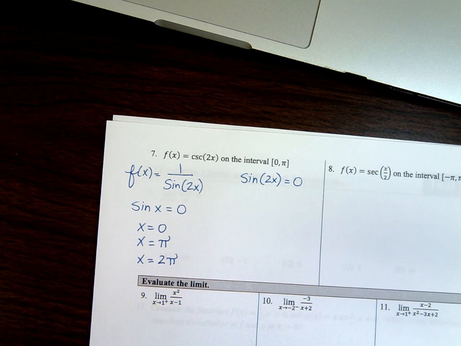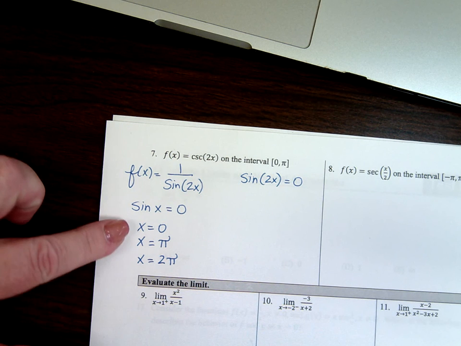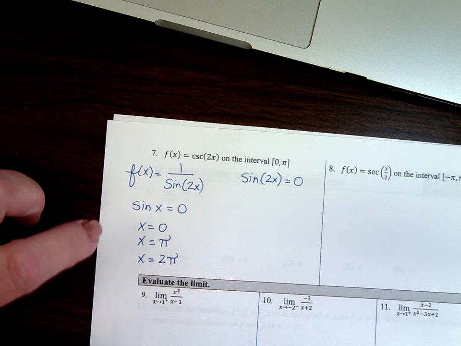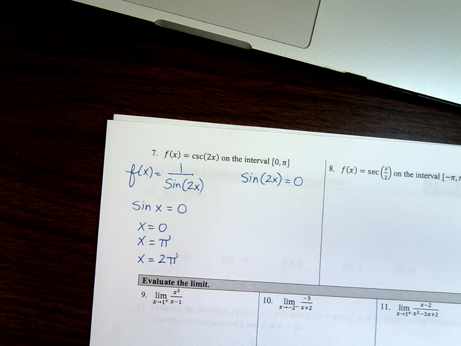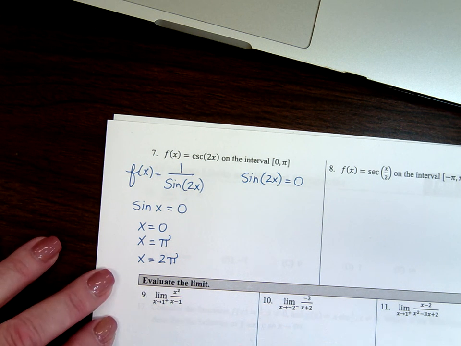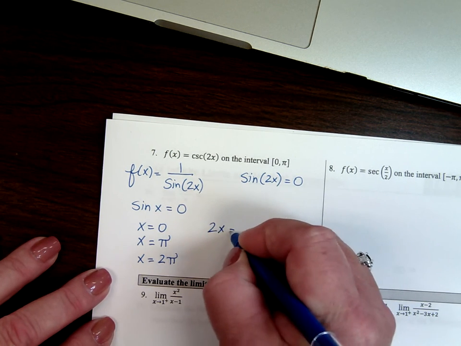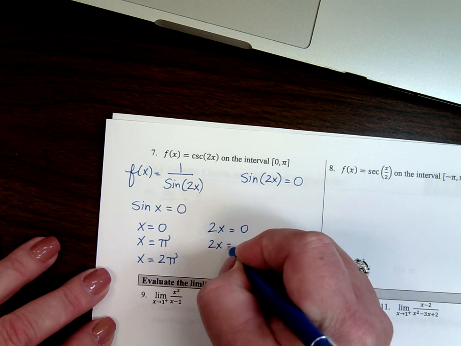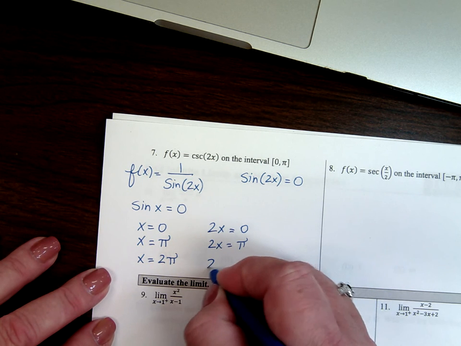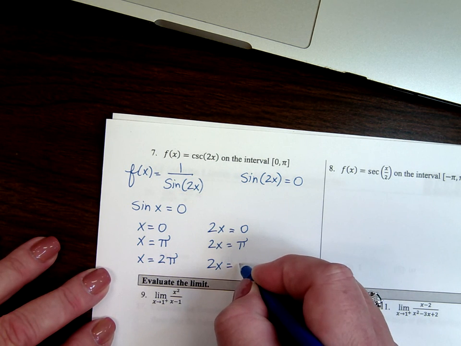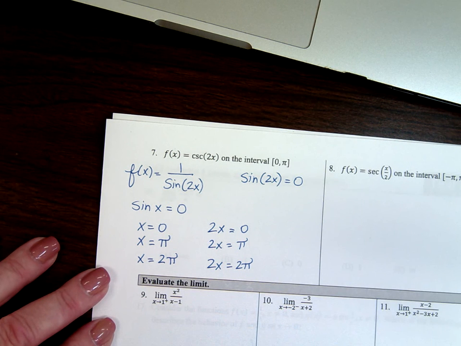I'm looking around at my unit circle in the back, and it happens at 0, at pi, and at 2 pi, and I could keep going at 3 pi, 4 pi, 5 pi, whatever. Now, that's not what I have, though. I have 2x. So 2x has to get set equal to these things. And then I'm going to solve that for x.